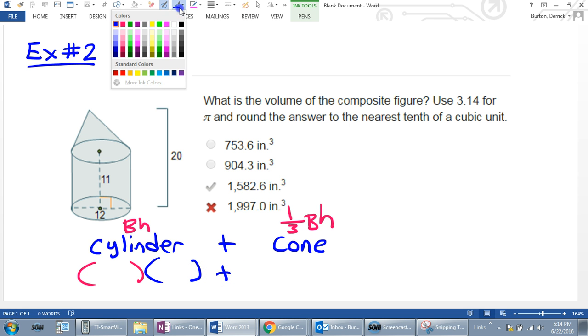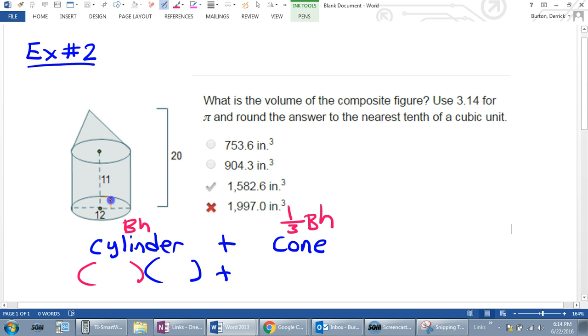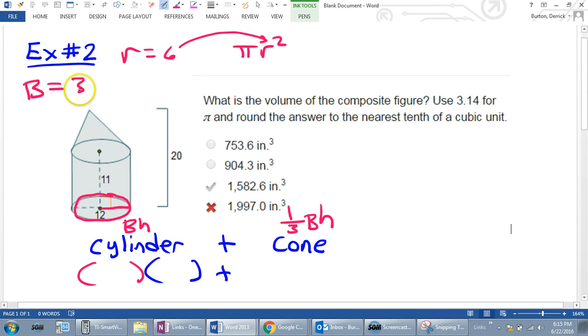So for the cylinder, we're going to have the area of the base and then the height. Let's do the area of the base first. Well, the base is a circle, and I see the diameter is 12, so that means that the radius is 6. So if I want to find the area of the base, I'm thinking pi r squared, because that's the area of a circle. So if r is 6, squared, that's 36, so that's 36 pi. So the area of the base is 36 pi.